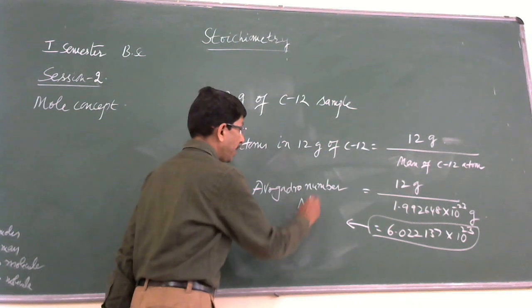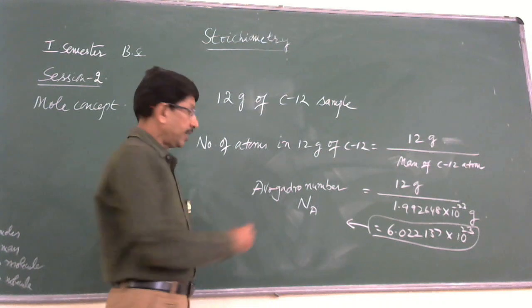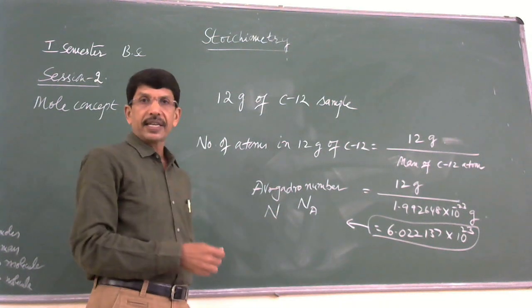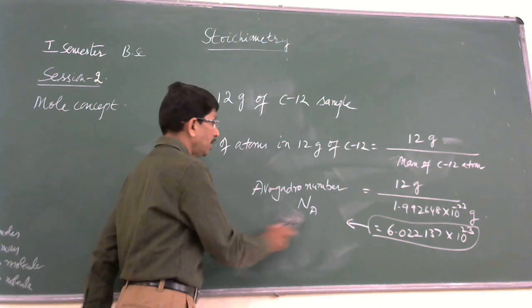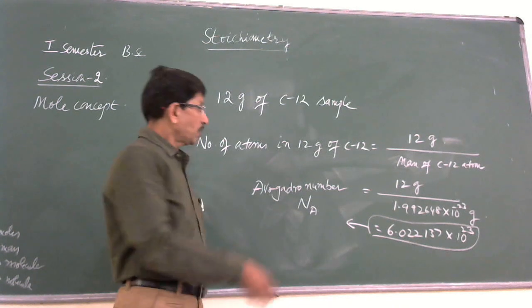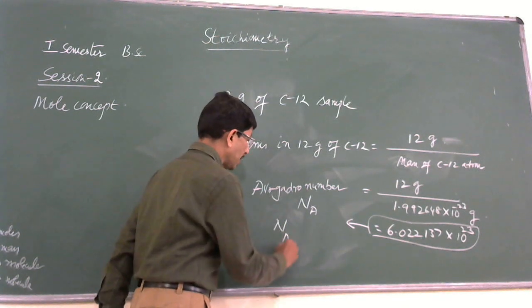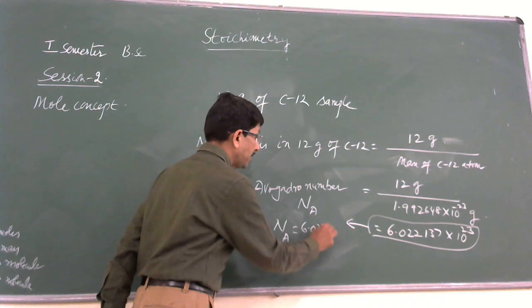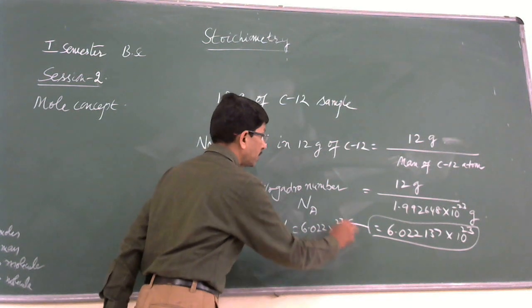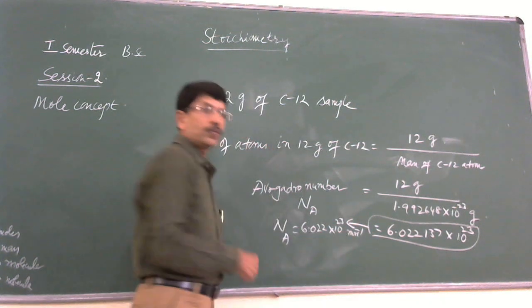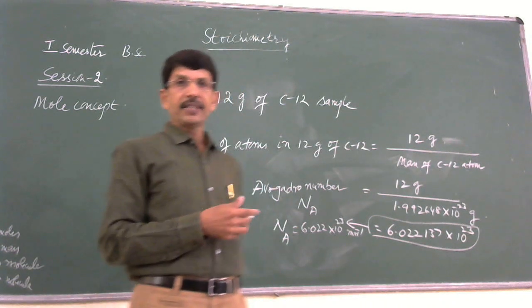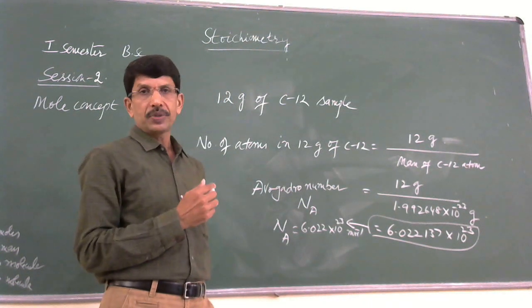So this is denoted by NA. In some books they simply write N, in some books it's written as NA, so it's better to take N as Avogadro number. In general, Avogadro number is considered as 6.02 into 10 to the power 23 per mole. So many particles are present in 1 mole of the substance.